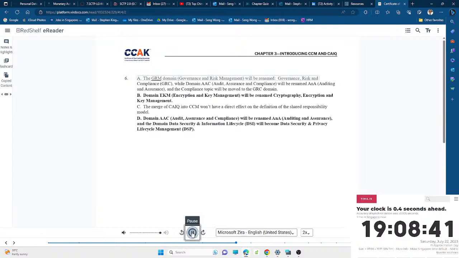A. The GRM domain, governance and risk management, will be renamed governance, risk and compliance, GRC, while domain AAC, audit, assurance and compliance, will be renamed ANA, auditing and assurance, and the compliance topic will be moved to the GRC domain. B. Domain EKM, encryption and key management, will be renamed cryptography, encryption and key management. C. The merge of CAIQ into CCM won't have a direct effect on the definition of the shared responsibility model. D. Domain AAC, audit, assurance and compliance, will be renamed ANA, auditing and assurance, and the domain data security and information lifecycle, DSI, will become data security and privacy lifecycle management, DSP.